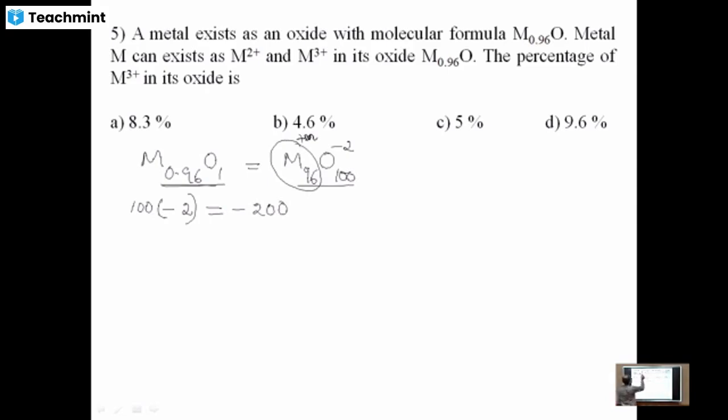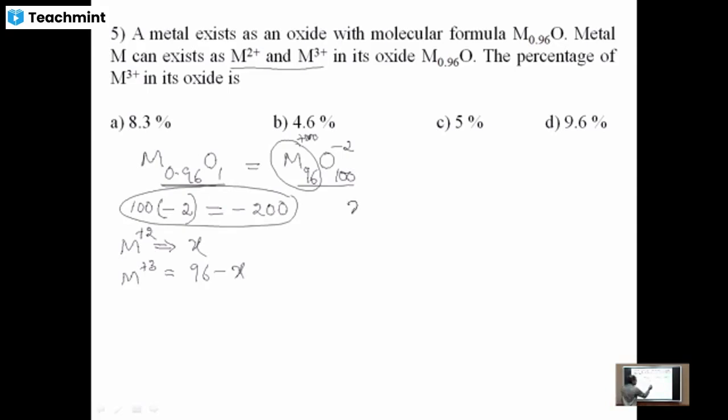And it is given metal exists in two different oxidation states. One is M+2, another one is M+3. Let us assume there are x number of M+2 ions. Then the number of M+3 ions is equal to 96 minus x. Why? Because total number of metal is 96. If x number are M+2 ions, remaining ions are in the form of M+3. So its number is equal to 96 minus x. The total negative charge in the oxide is -200, so we must have +200 charge due to all these metals.